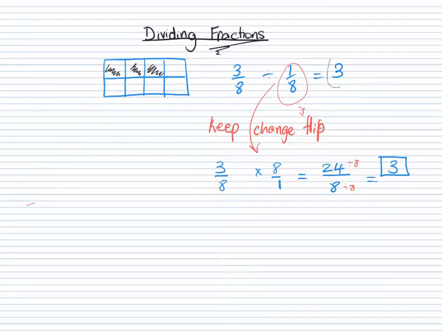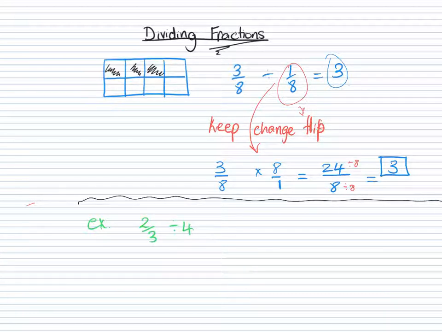We knew that was our answer when we looked at it visually, but we won't always get the chance to look at it visually. So remember, keep, change, and flip. Let's do one more with a whole number, just to mix it up a little bit. It's still the same rule. But let's say, for example, you have to divide 2/3 by 4.